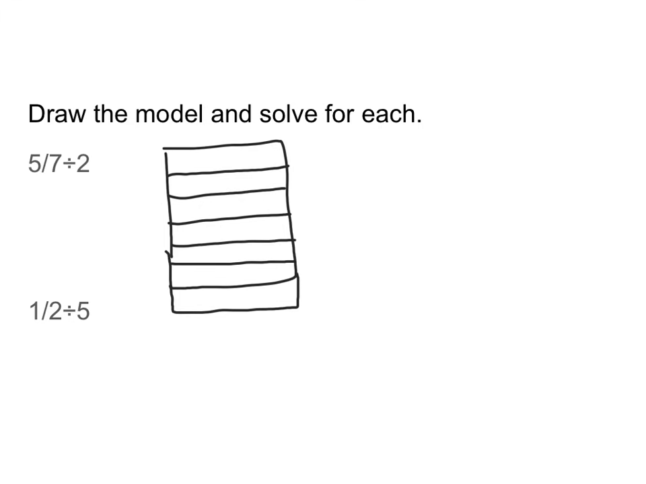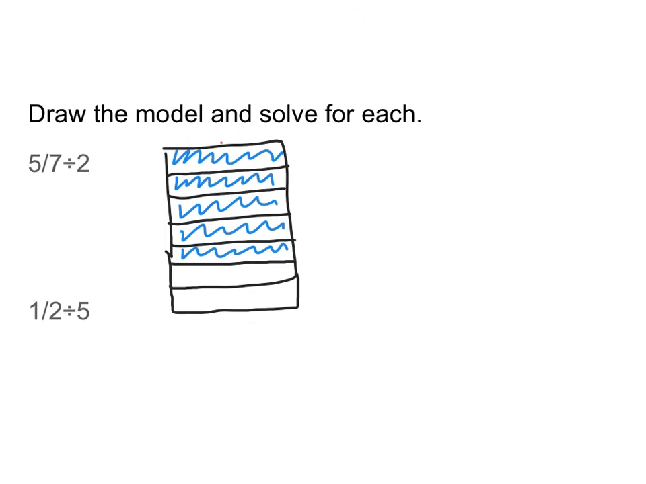So on the first one, my first step is to take a whole and break it up into 7ths. And then I want to have 5 of those 7ths. So I'm going to shade in 5. And then we're supposed to be dividing this by 2.